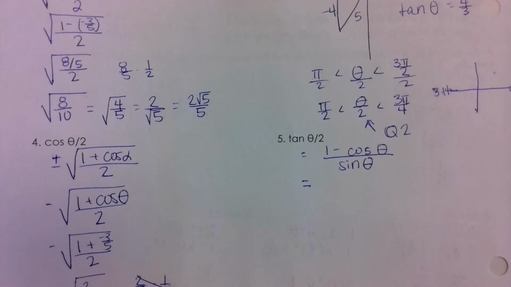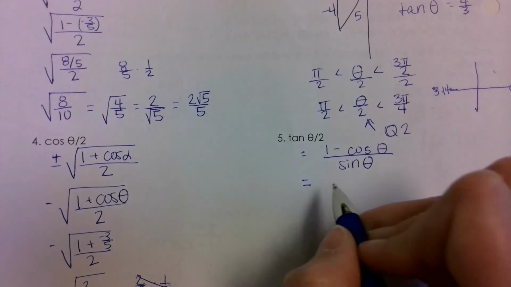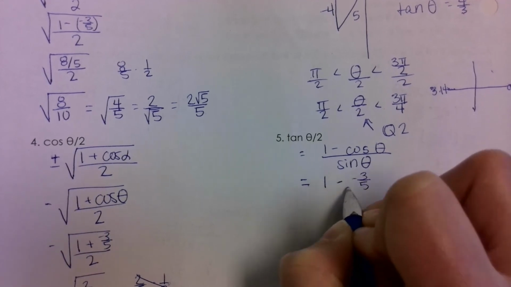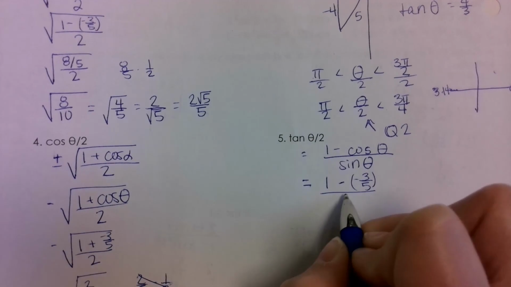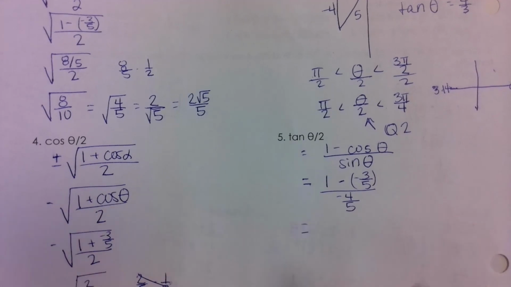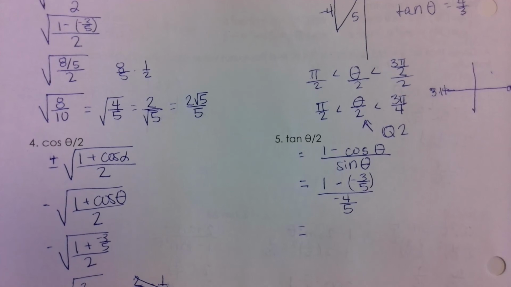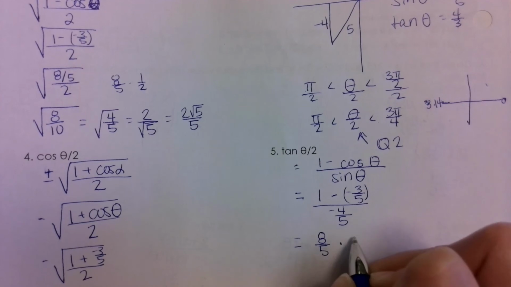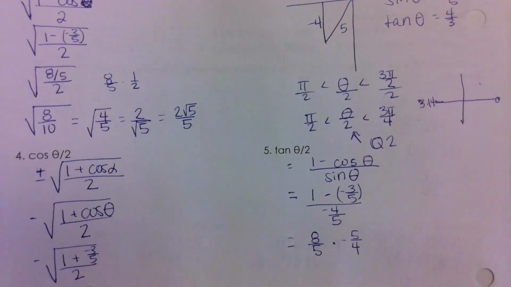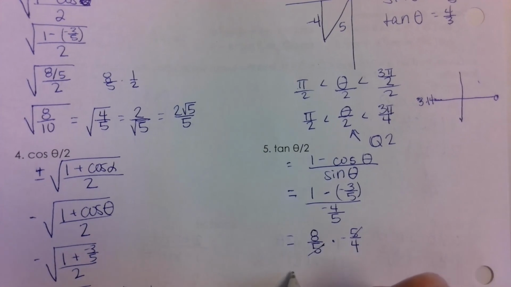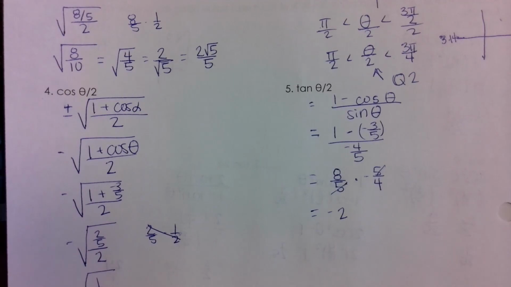So, what is cosine of theta? Negative 3 over 5. And what was sine of theta? Negative 4 over 5. So up top we had 1 minus negative 3 over 5. That's going to give us 8 over 5. And then I'm going to multiply by negative 5 over 4, since we're dividing by negative 4 over 5. And the 5's are going to cancel. Then you've got 8 divided by negative 4. What's that going to give you? Negative 2. Is that all right? Questions?